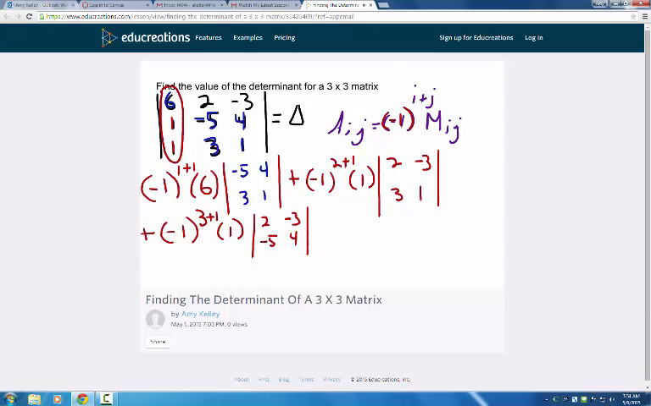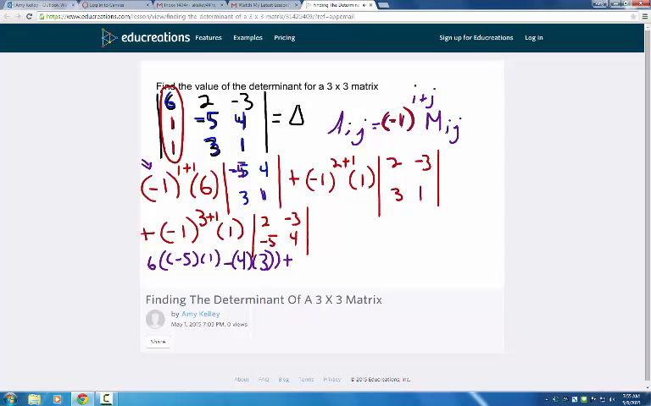Working this out, from the beginning, we have negative 1 squared, which gives us 1 times 6. So we have 6 times negative 5 times 1 minus 4 times 3.